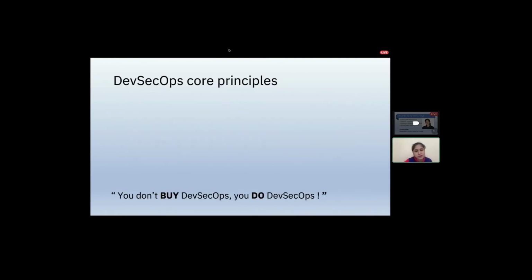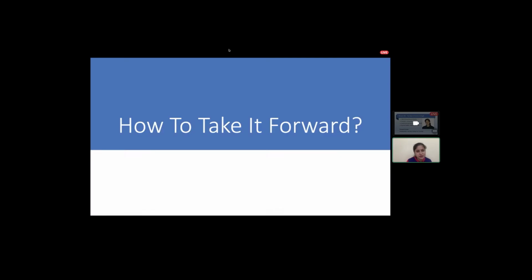So, what are the core principles that we start off with? We start off with automation, with culture, with measurements and sharing. All these things that I've talked about cannot be achieved if we do not take it forward. We don't work towards building something which is really meaningful.